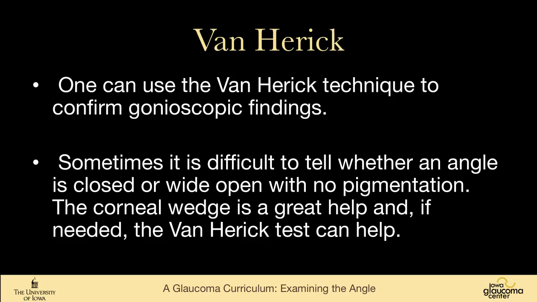The Van Herick technique for estimating angular width is useful to confirm what one is seeing on gonioscopy. For me, sometimes it's difficult to tell whether an angle is closed, and all I'm looking at is the inside of the cornea, or whether it's wide open with no pigmentation. The corneal wedge is a great help, and the Van Herick can also help to tell whether the angle is wide open or closed.